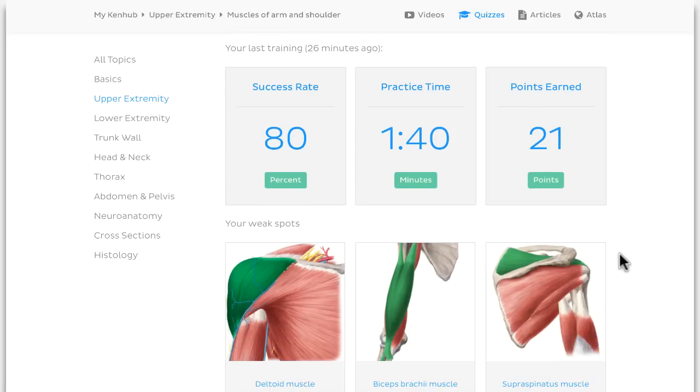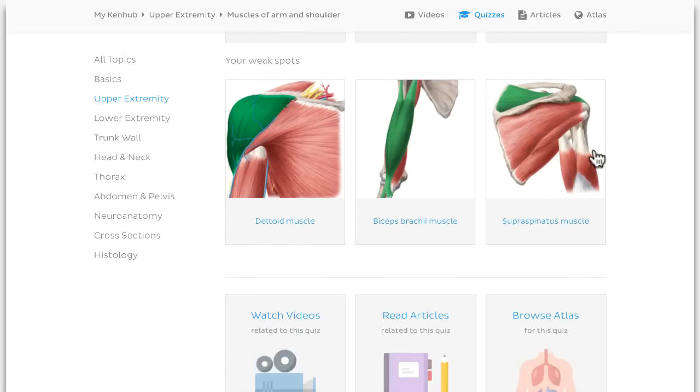Also notice if I scroll further down, you can see your weak spots, again with the third point we talked about, spaced repetition, and also with assessing your knowledge, the fourth point. This is interesting because you find here the 3 main weak spots that I have on this quiz.